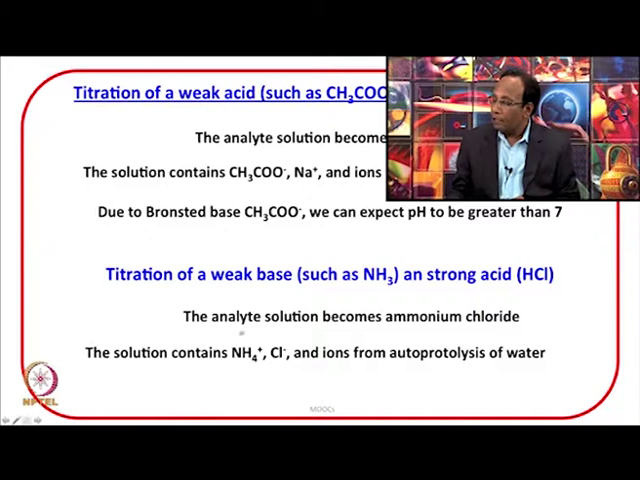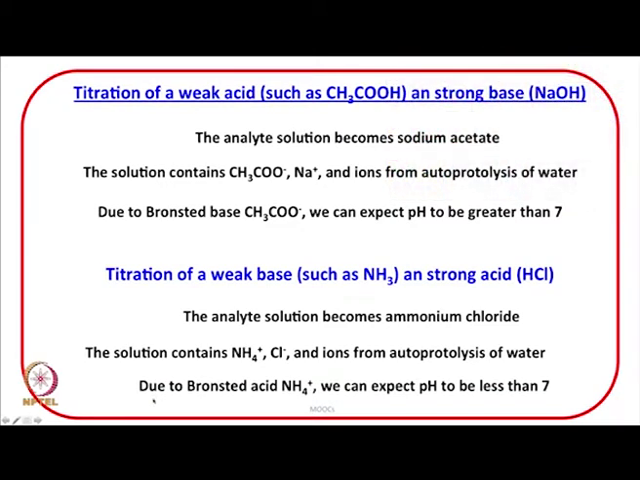Ammonium ion, this is a Bronsted acid because it can donate a proton, and therefore we can expect the pH to be less than 7 over here. So, look at the comment. Due to the Bronsted acid NH4 plus, we can expect pH to be less than 7.